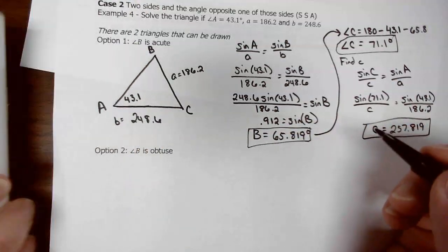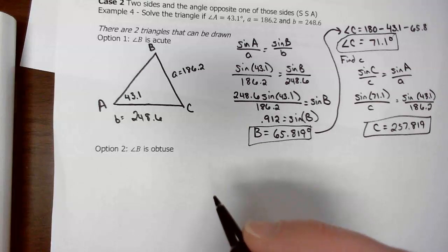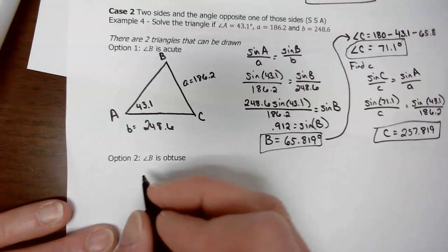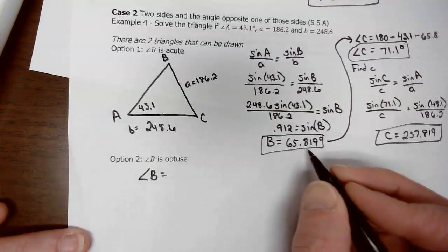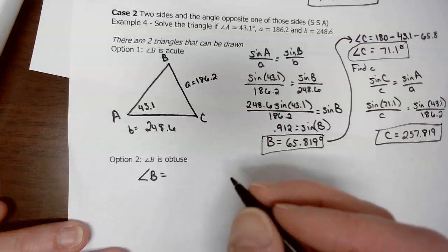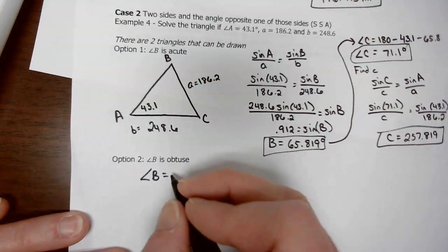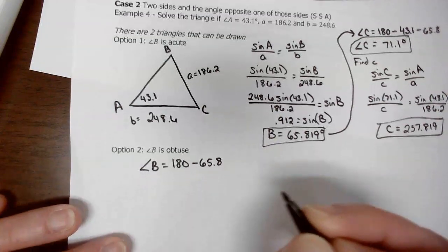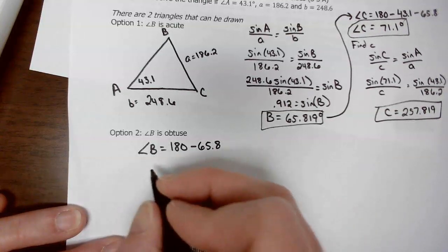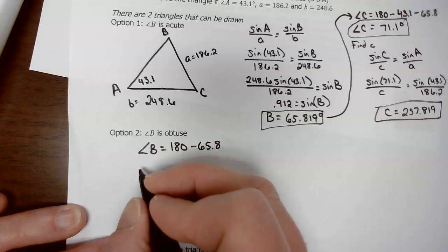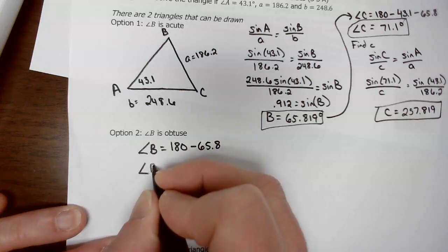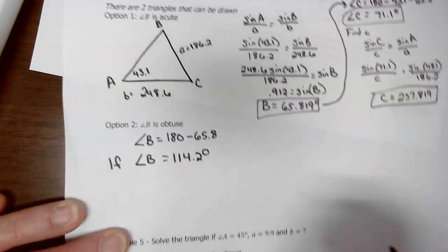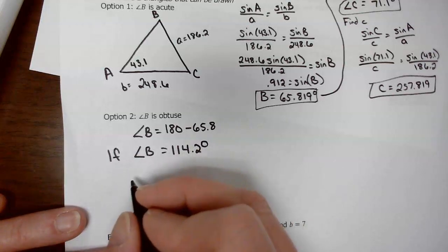This can actually be drawn with B being obtuse. Now if it's obtuse, then angle B would not be 65.819, or 65.8 if we just want to kind of round it to make it a little bit easier. Instead of it being 65.8, I'm going to subtract it from 180. And now we're going to say, if B is 114.2 degrees, what would happen? Well, we'd be able to find angle C.